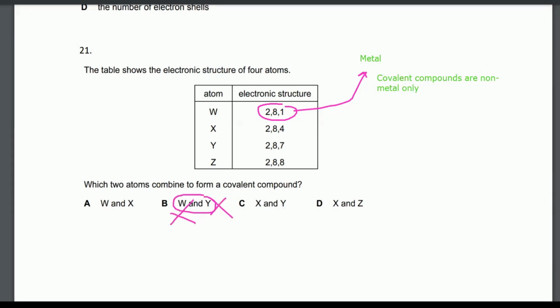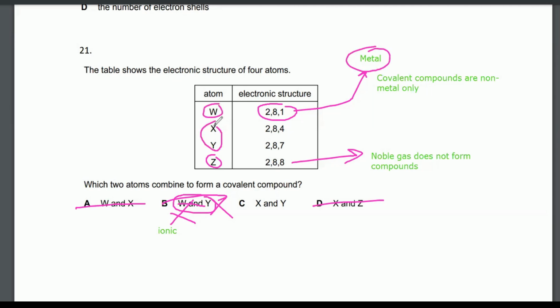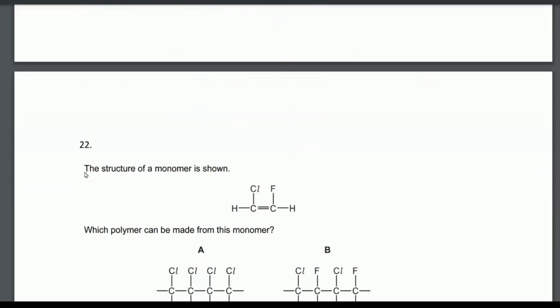So nothing with W, A and B should not be able to form a covalent compound because they contain a metal. The most common mistake was probably to say W and Y is the correct answer because they pair up perfectly, but that would be ionic. Noble gases shouldn't really form compounds, so anything with Z in shouldn't be a compound. So anything with Z and W shouldn't be able to join. So it's going to be like X, which could join with Y, and it's like a group 4 element and a group 7 element. So you get like XY4 would probably be the formula. And so X and Y can form a covalent compound.